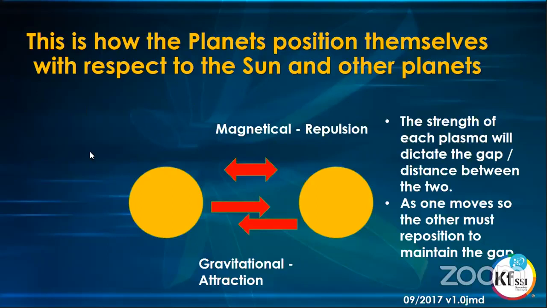The same concept can be applied when we look at how planets are positioning themselves in respect to the sun. It's all based on magnetical and gravitational forces. And it's the strength of each plasma, whether it's the sun in relation to the Earth, which dictates that too, and the movement. And as the one moves, the other one repositions. So that's how your planets are positioning themselves around the sun in our solar system.